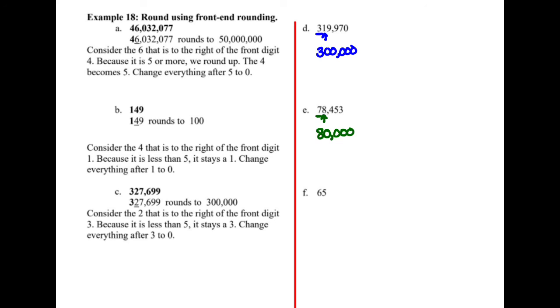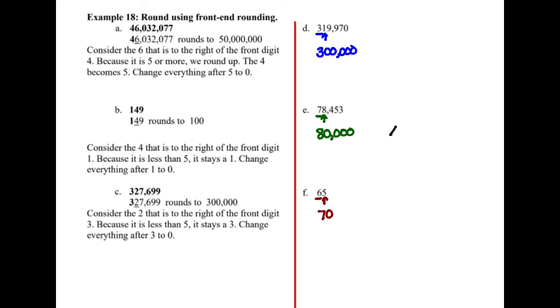Okay, the last one, 6 is first, so we're looking at the 5. 5 is going to round up, so the answer is 70. Like I said, if you get more than 2 numbers at the front, you've done something wrong.